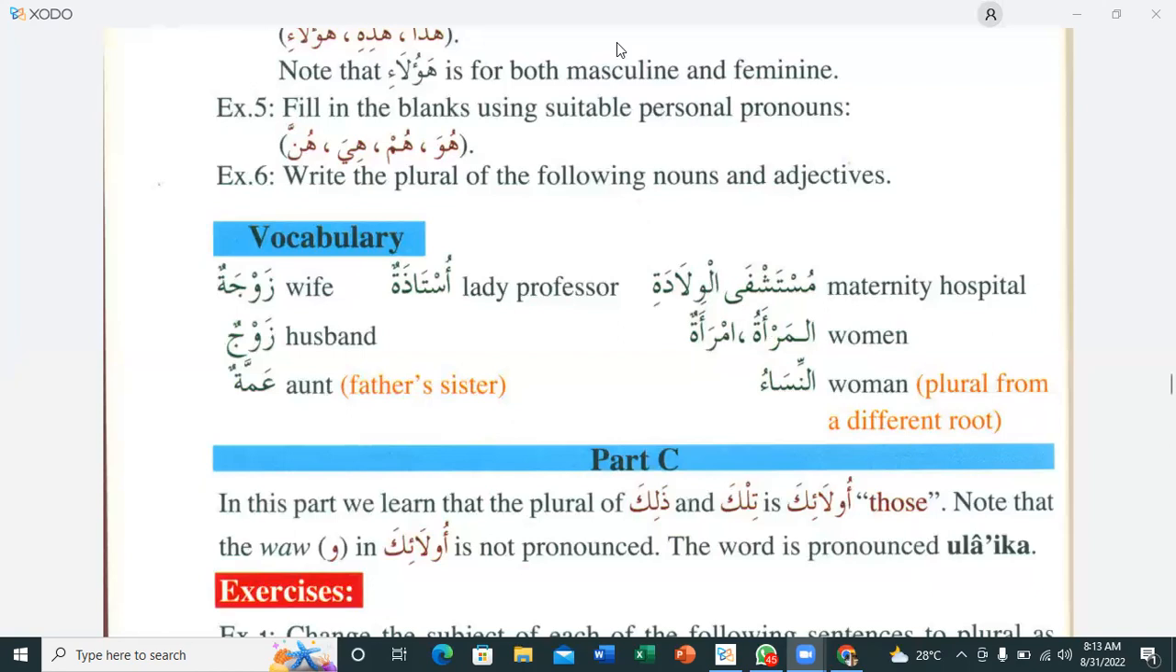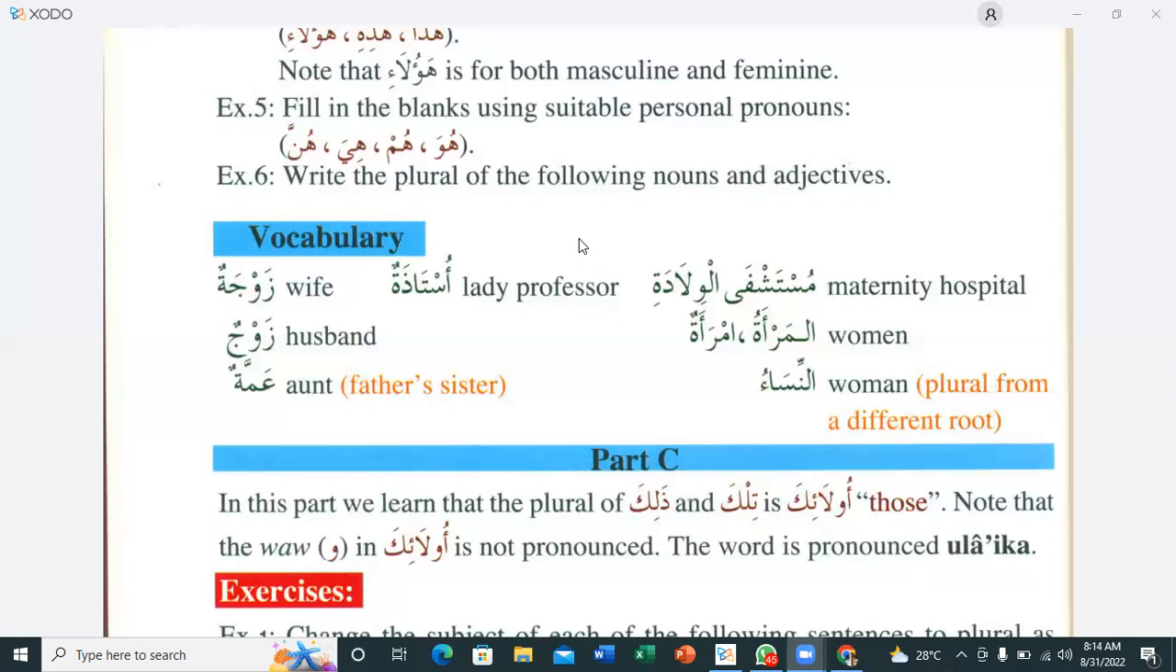Now tell me the meaning of nisa'u, woman. Wife. Sorry, husband. Zawjun, yes, husband. Ustada, professor, a lady professor. Now you tell me mustashfal wilada. Maternity hospital. Yes, maternity hospital. Imra'atun, woman.